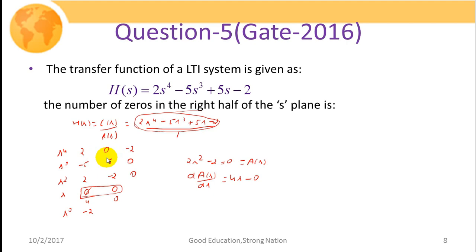Now we have to calculate the number of sign changes in order to find out the number of zeros that lie on the right side of the S-plane. So +2 to -5, one sign change. Then -5 to +2, this is your second sign change. Then 2 to 4, there is no sign change. Then again 4 to -2, there is a third sign change. So there are actually 3 sign changes, which gives us the information that there are 3 zeros that lie on the right side of the S-plane, or which have positive real parts.